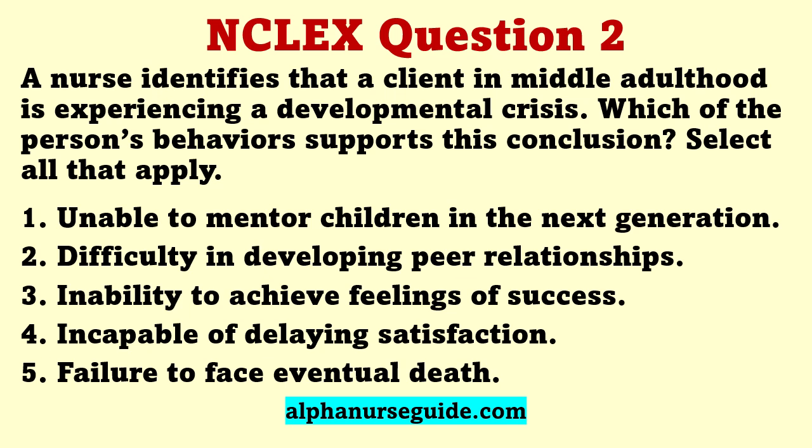Developing peer relationships is one of the developmental tasks of the 6 to 12-year-old child and adolescent, not the middle-aged adult. Delaying satisfaction is one of the developmental tasks of the 18-month to 3-year-old child, not the middle-aged adult. Facing death is one of the developmental tasks of the 65-year-old and older adult, not the middle-aged adult.